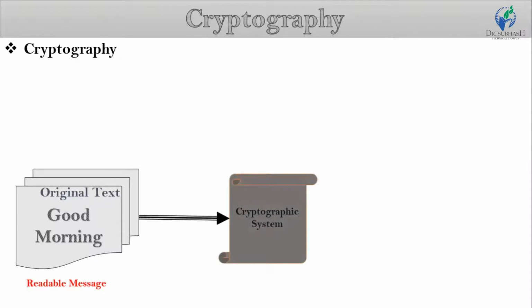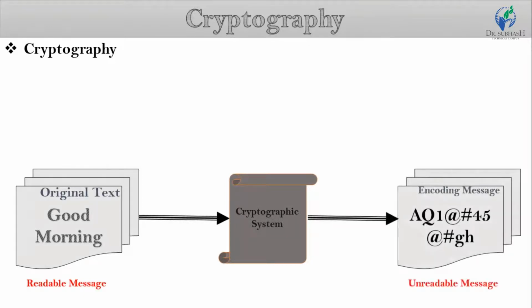So, we can say that a sender A generates a message. It is an original message. The message is good morning and it is sent to receiver B. So, in cryptography technique, first we have to select encryption techniques like substitution techniques or transposition techniques. Based on that technique, we generate a key for the encryption and convert our readable message to non-readable message.